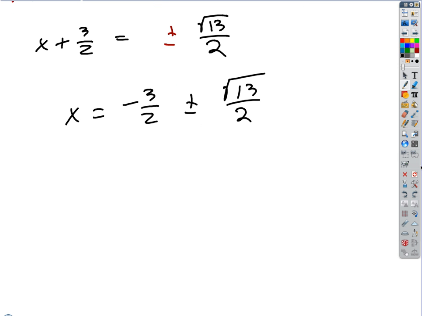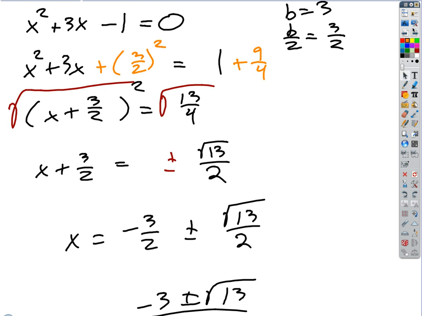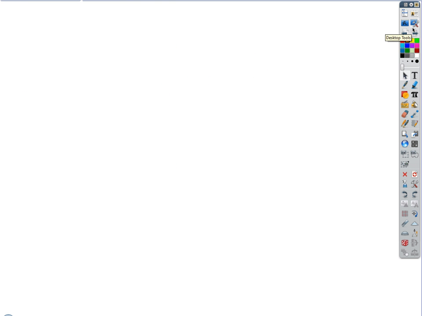And if you want to combine everything, that would work. You could also write that as negative 3 plus or minus radical 13 over 2, with a common denominator. Either way is fine. Okay? All right, so then the coup de grace. What would we do if we had an A out in front? I just want to show you that it looks scary, but it's not that big a deal.